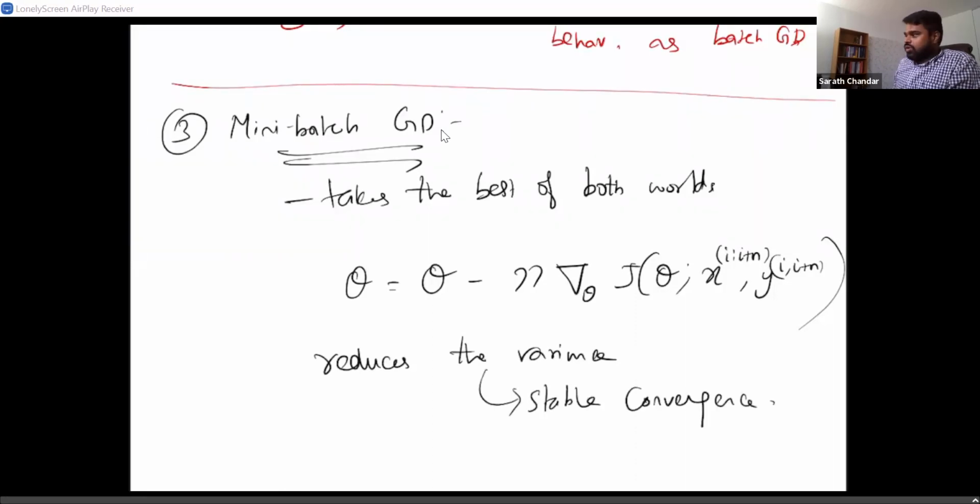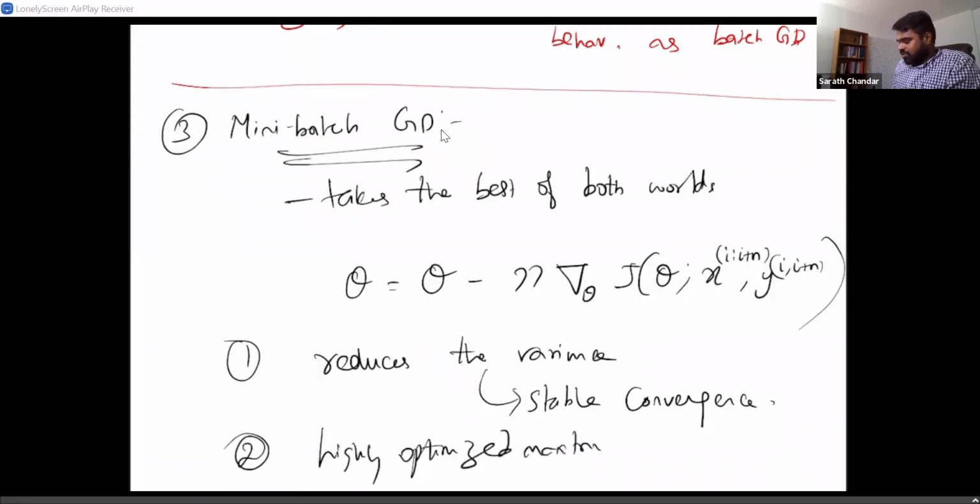Yes, so it's true. We are going to sample n random examples. Now this reduces the variance and it has stable convergence, but there is also an additional advantage of doing mini batch gradient descent, which is that we can use highly optimized matrix operations. Since we are using a batch of data, which is a matrix, we can use matrix operations and train machine learning algorithms much faster by using GPUs.